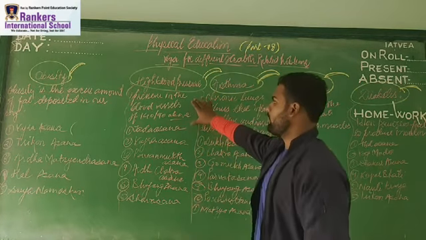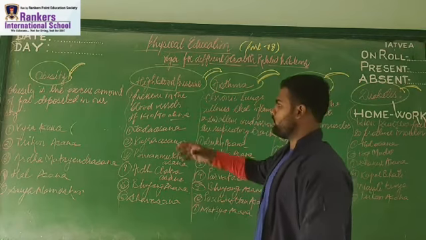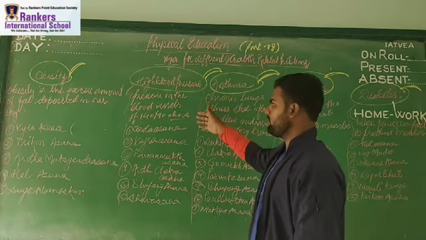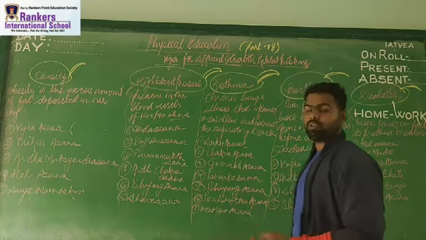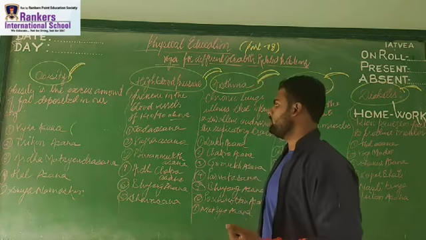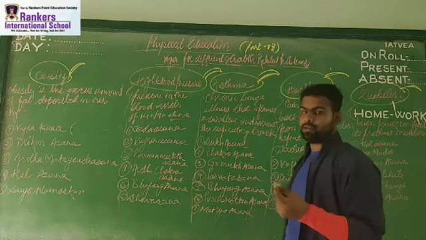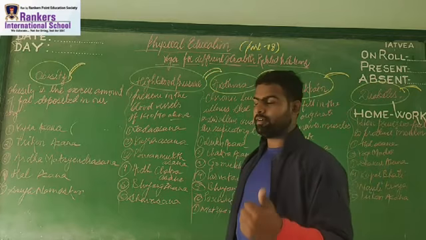If I talk about high blood pressure, if the pressure over the blood vessels goes above 140 over 90, there will definitely be a problem. In the examination they may ask you which instrument is used to measure high blood pressure. So search it, it's your homework.